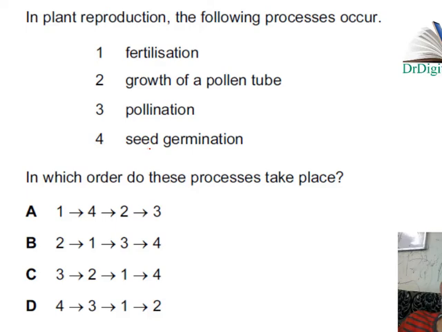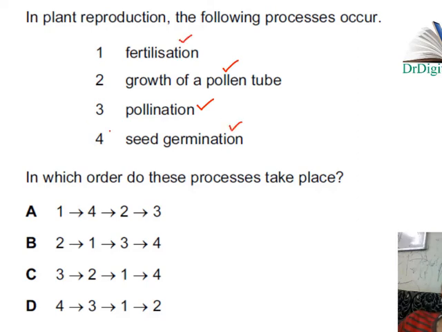You know that a seed will germinate only when the seed is formed, and that is after all the processes of growth of the ovule and the seed. First of all, pollination will occur, and then from the pollination there will be the growth of the pollen tube, and then fertilization will occur, and then the seed will germinate.